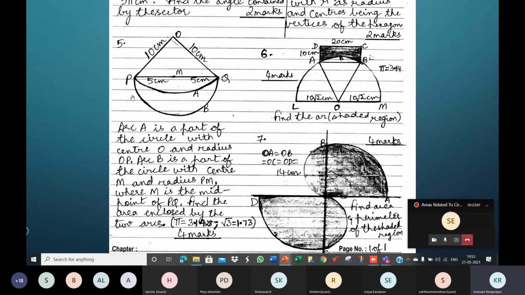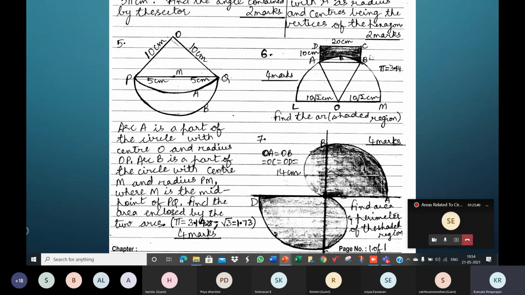Now we need to next find the area of the semicircle. Why semicircle? See, this is the diameter. How do we know? Because M is the center. So PQ is the diameter. Area of the semicircle is equal to half of pi r square, where the radius is 5 centimeters, not 10. M is the center, PM is the radius, all given to us.